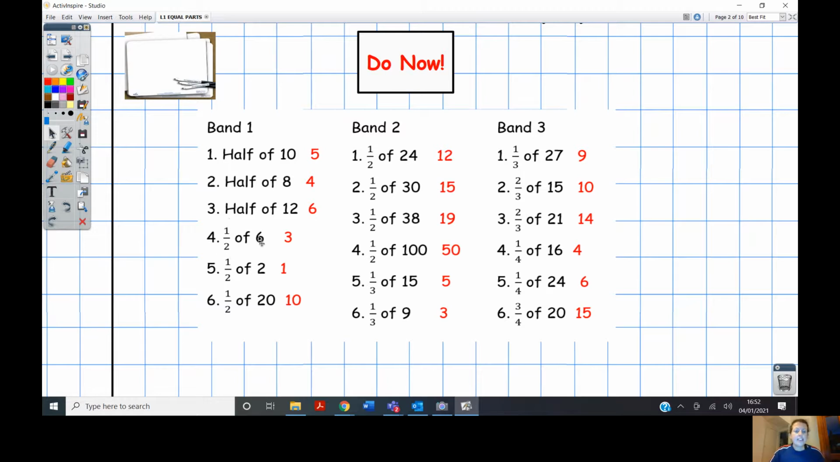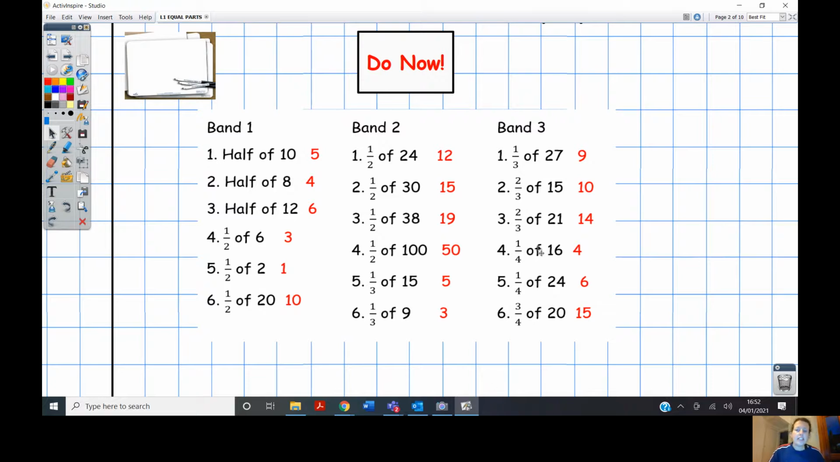If 6 is divided into 2 parts, how much is 1 part worth? Remember, divide by the bottom and multiply by the top. How many parts there are, how many parts you need to know. I know that there are 2 parts and I need to know the value of 1 part. It is the same method once you know what the bottom number, your denominator, and your top number, the numerator is.